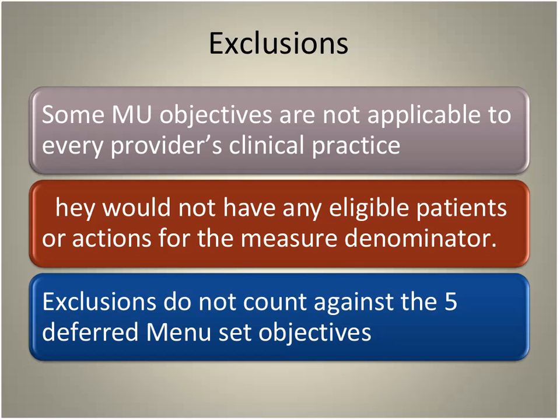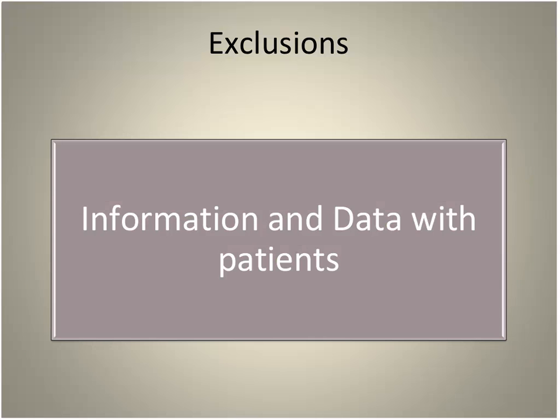Some of the objectives have exclusions, but not all. The ones that are not applicable to every provider's clinical practice frequently have exclusions, or if there are no eligible providers or actions that are possible for the measured denominator. Also, even when there is an objective like clinical quality measures that must be reported, if it's outside the scope of a provider's population and they have no patients to report a quality measure on, it's okay to report 0, so that's fine. And those exclusions do not count against the 5 deferred menu set objectives.